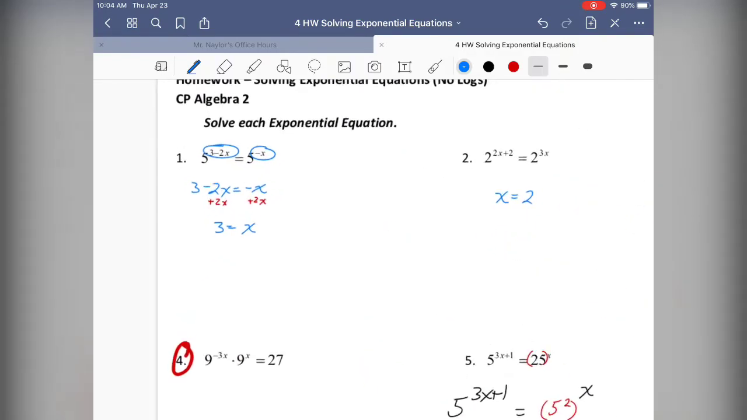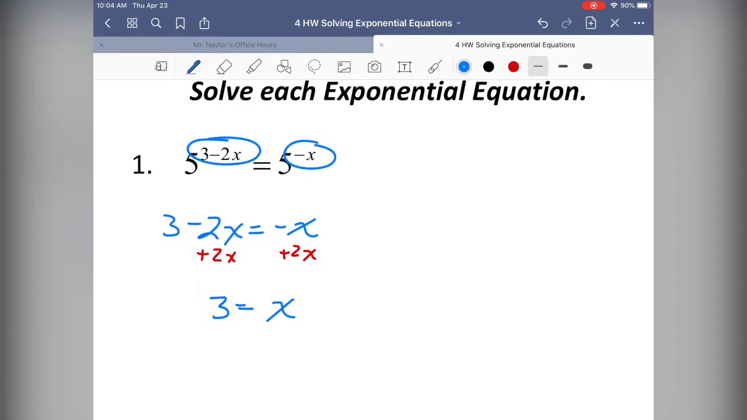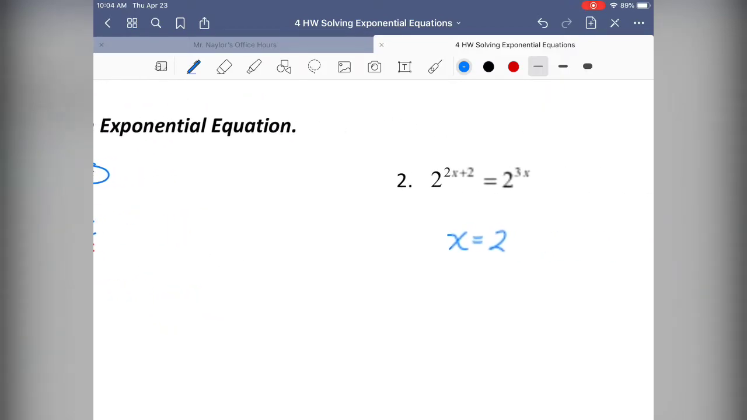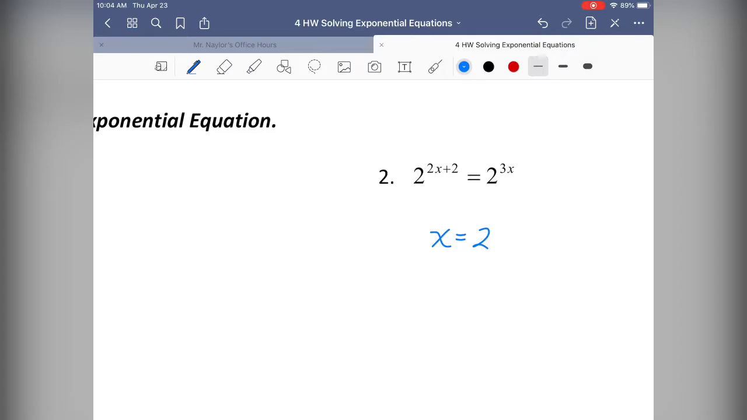It looks like number 1 is pretty straightforward. The bases are the same, so the exponents are able to be equal, and we get x equals 3. If you look at number 2, the bases are the same, so again, it's pretty easy to say that the exponents are equal, and that means x equals 2.